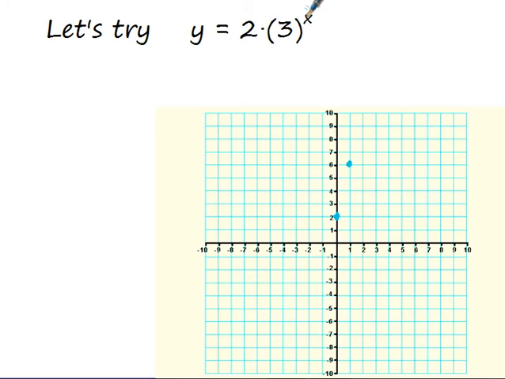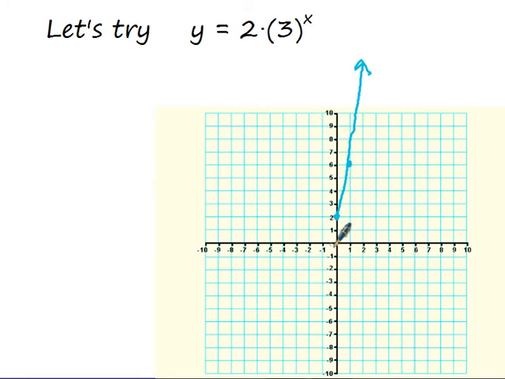The next day, when I have 3 to the third power, or 3 times 3 times 3, gives me 27. And 27 times 2 is going to be way off my graph. So that's not going to be really a big help to me. I need a bigger graph.